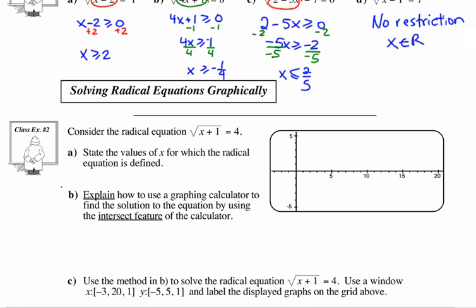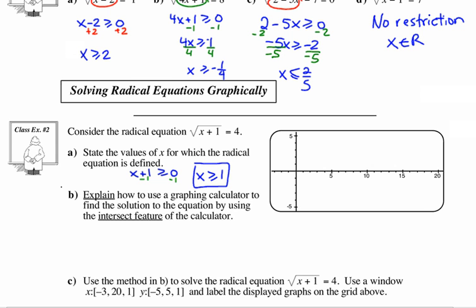We consider the radical equation square root of x plus 1 equals 4. State the values of x for which the radical equation is defined. So that's saying, okay, basically, what are our restrictions? So x plus 1 has to be greater than or equal to 0. So if we subtract 1 from both sides, x has to be greater than or equal to -1. That's a restriction on the square root. So that's where the radical is defined. X is greater than or equal to -1.